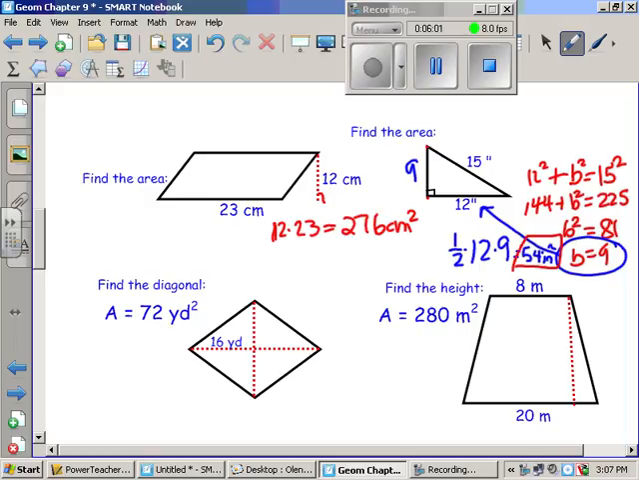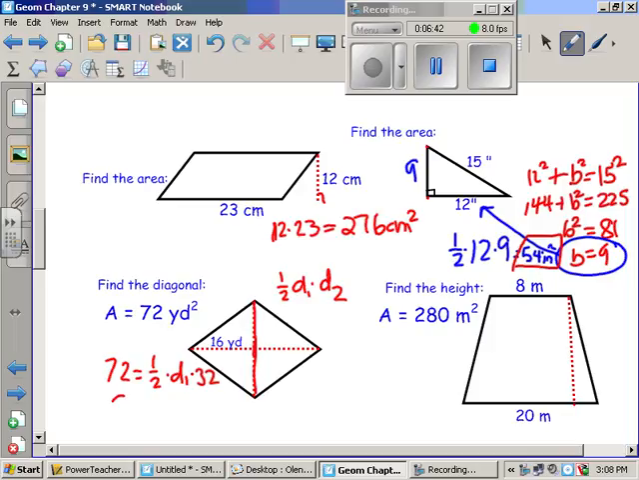square inches. Okay? Now, on a rhombus, we know that the formula is 1/2 diagonal 1 times diagonal 2. And we know the area is 72 square yards. So we set 72 equal to, and we know that this half of the diagonal is 16, so the whole thing is 32. So I do 1/2 times d1, which we don't know because that's this diagonal here, times d2, which is 32.